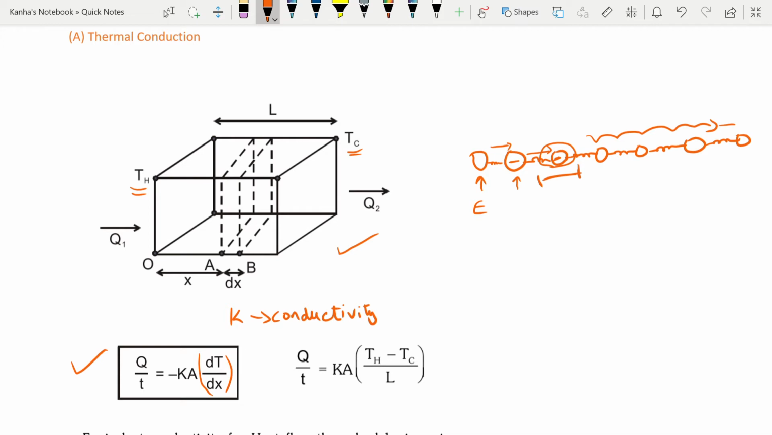I can even write this for the entire body as Q by t is equal to KA into (TH minus TC) by L. So you should make a note of both of these equations. These are quite useful.